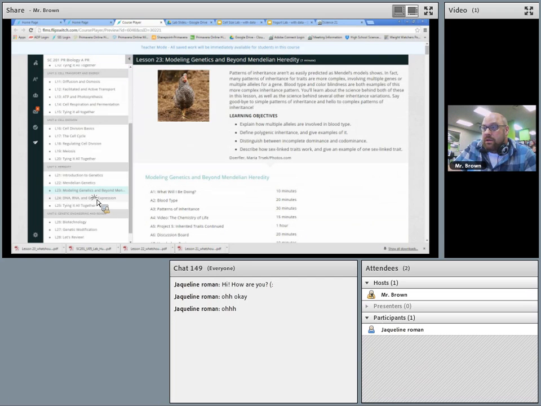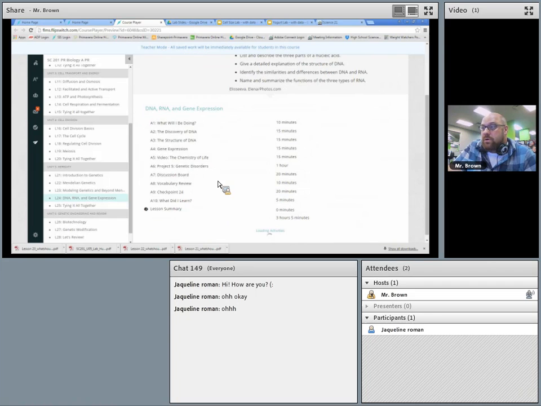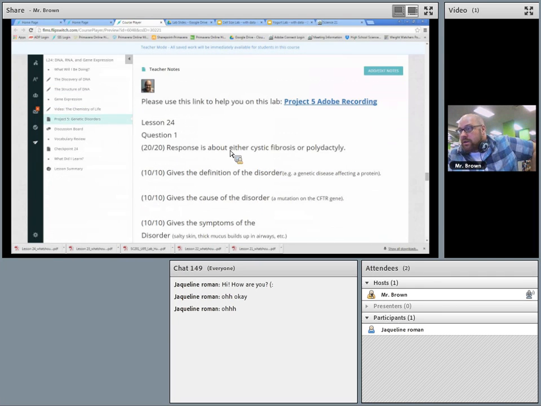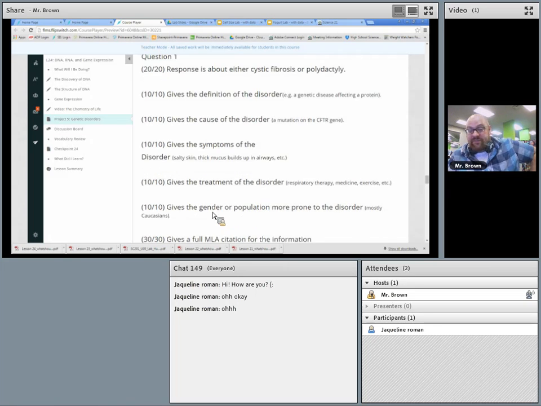Alrighty, to explain for question 4 and question 23, genetic disorders. Oh, this is research based. So question 1, you can either do cystic fibrosis or polydactyly. Those are your options. Cystic fibrosis is a genetic disorder where your lungs consistently fill up with mucus. You typically need a respirator. Polydactyly is the 6 fingers. That's what we talked about. Give the definition. What's the cause? Symptoms. Treatment available. Is there a specific population or gender that is more susceptible?